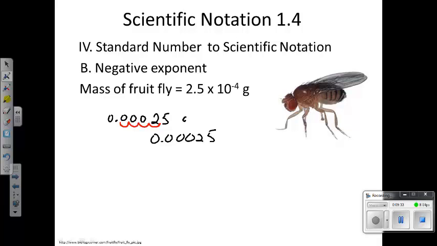And of course, this is grams, right? This is the lowly fruit fly, giant fruit fly, I guess, on this slide. But it doesn't weigh much, though.